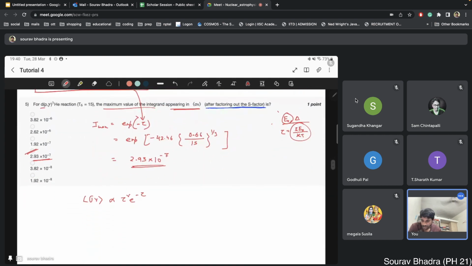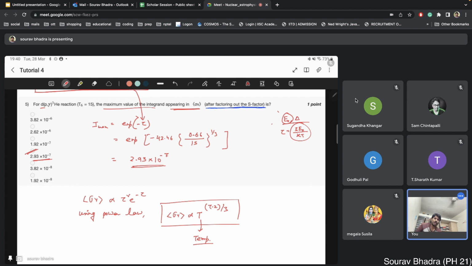You can write it. Now one thing can be shown, which I have not done explicitly; I could not get time. Using power law, it can be shown that sigma v is proportional to T to the power tau minus 2 by 3. Here T is the temperature.